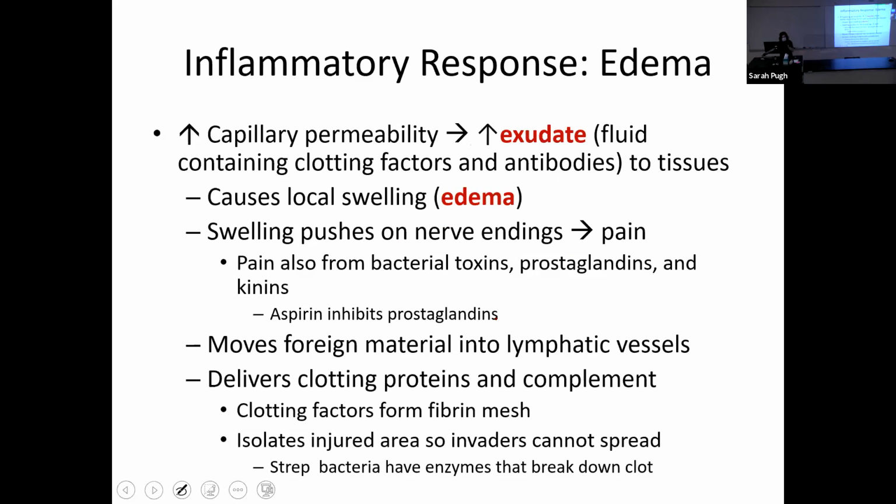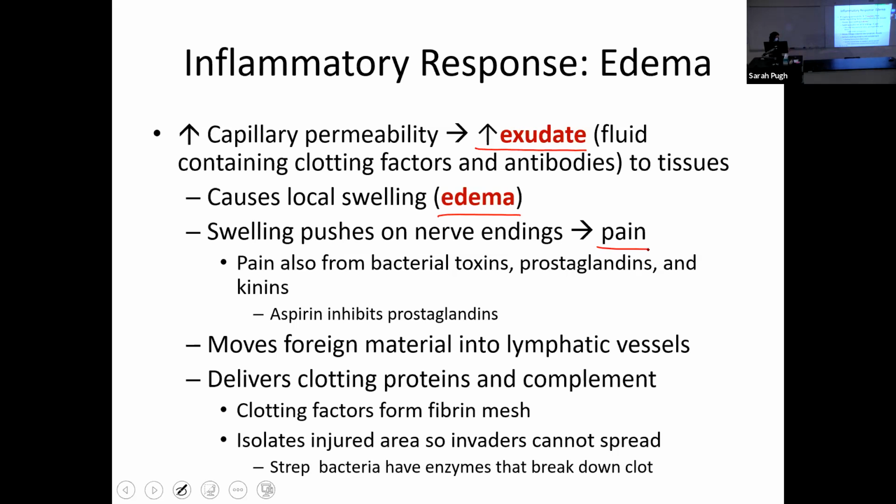Again, if you're going to increase the permeability of your capillaries, then the capillaries are going to become more leaky and they're going to be leaking extra fluid out into your tissues. We call that exudate. This is going out into the tissues, and it's going to contain clotting factors and even antibodies in it, and it's going to cause that local swelling. And the term for swelling is edema. That swelling is going to push on nerves. That's going to cause pain.